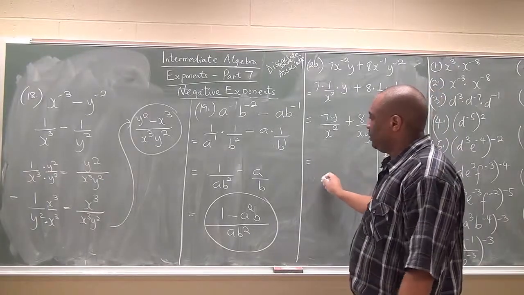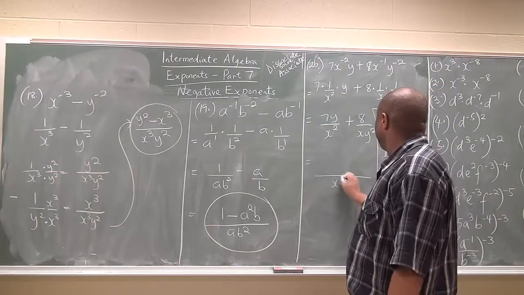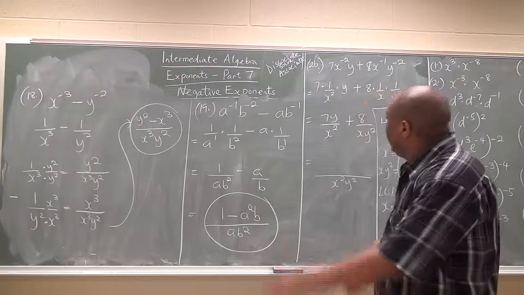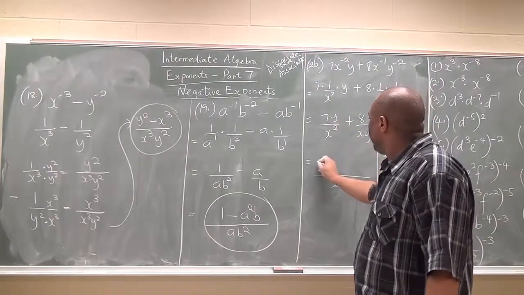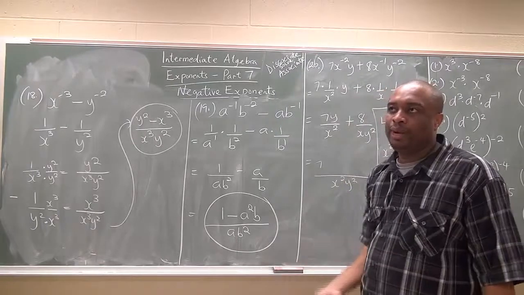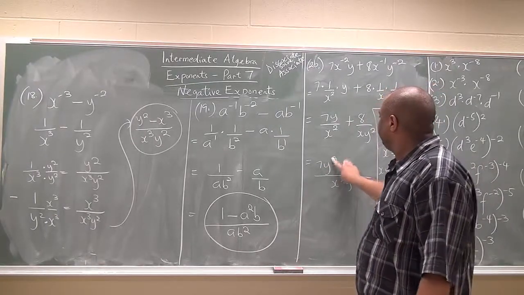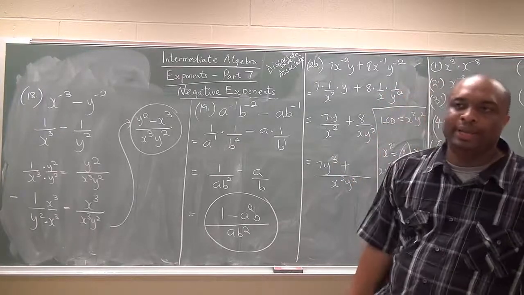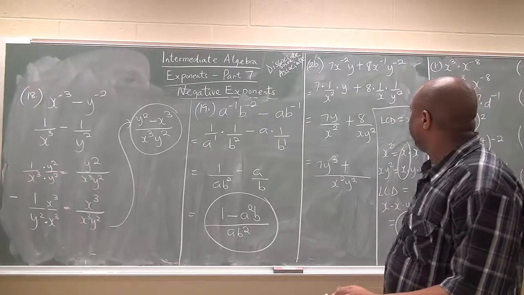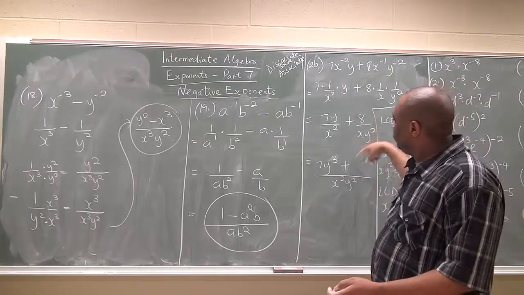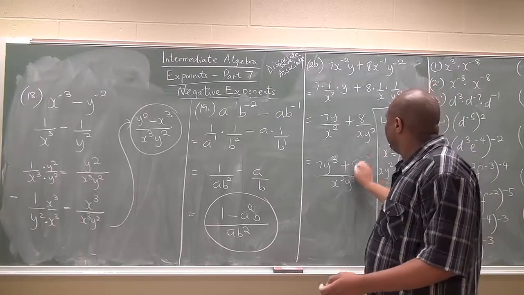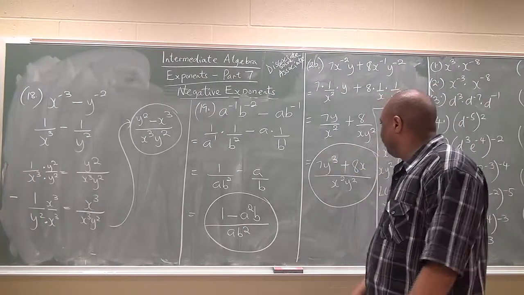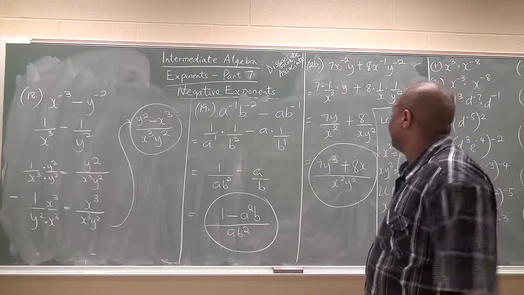So if we are using the horizontal method, what will it be? This is x squared y squared. Now, what will you multiply x squared by to give you x squared y squared? That is y squared. Multiply it by 7y, so this is 7y times y squared, which is 7y cubed. Plus, what will you do to xy squared to get x squared y squared? Multiply by x. Whatever you do to the denominator, you do to the numerator, so this is 8x. And this becomes your answer: 7y cubed plus 8x all over x squared y squared.